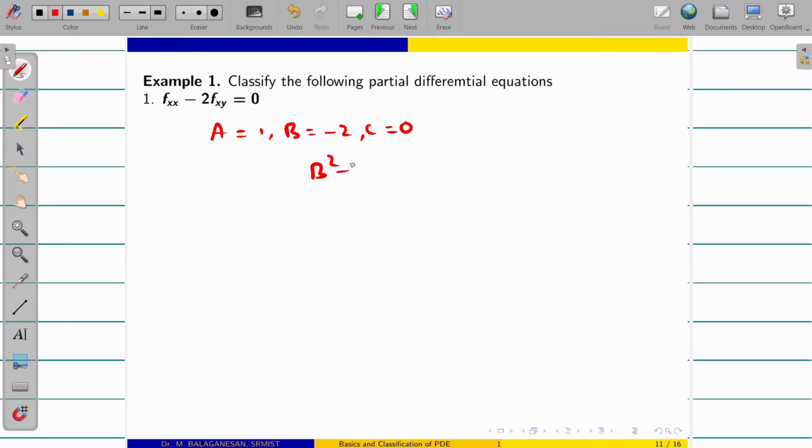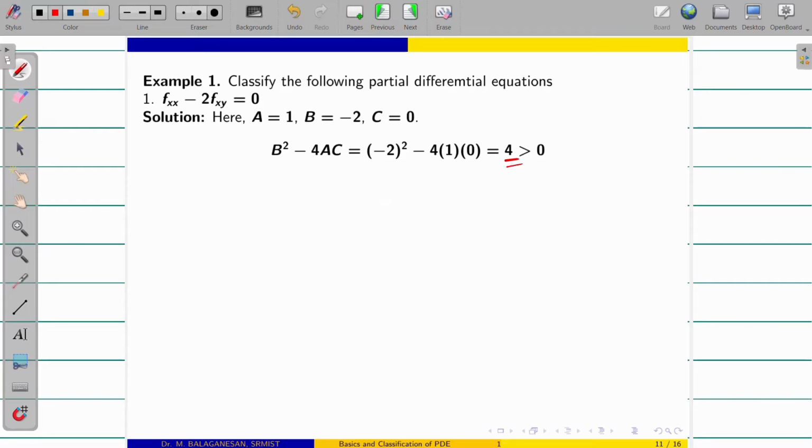Then what about b square minus 4ac? It is minus 2 whole square minus 4 into a into c 0. So it will be 4, positive. That is greater than 0. If it is positive, what will it be? Hyperbolic. That's it, guys. Look at that. So positive, it is hyperbolic.